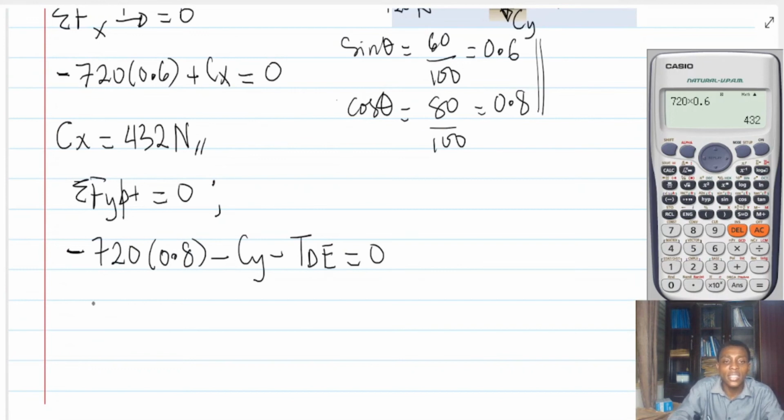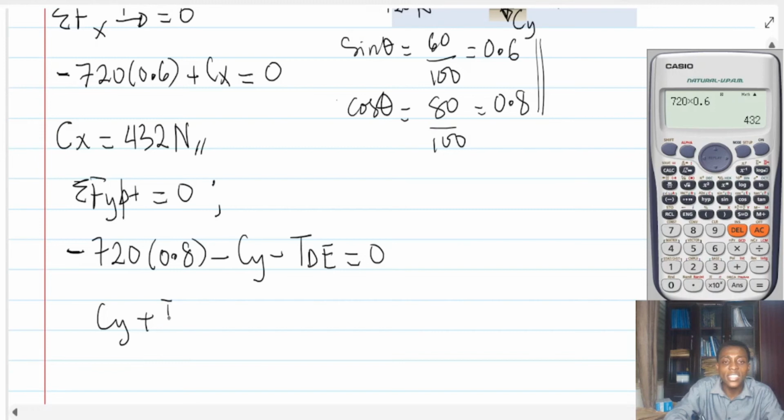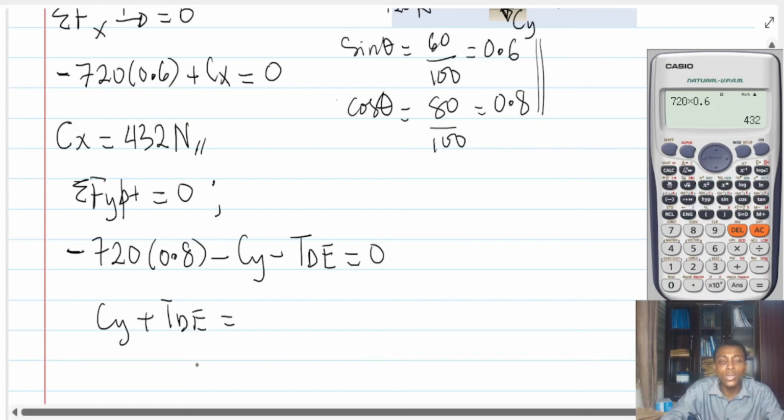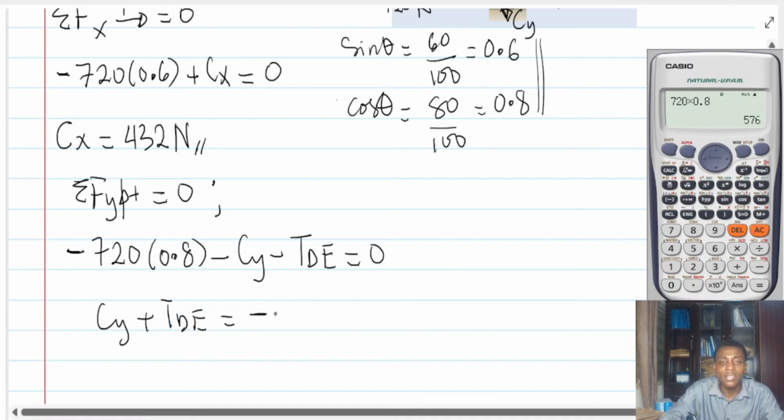So I can say that minus Cy minus TDE, or I can also, okay, let me do it this way. Cy plus TDE will be equal to minus 720 multiplied by 0.8. What do you get? 576. So it's going to be minus 576. Let's call this equation 2. So this one was supposed to be equation 1.